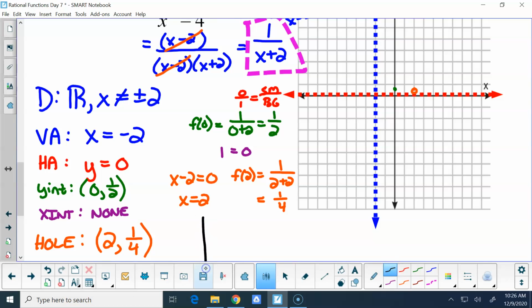Then we can come up with extra points. So let's start with -3. That would be 1 over -1. So that's going to be -1. And -10 is going to be 1 over -8. So we get that. On the other side, we can do -1. That's going to be 1 over 1, which is 1. And 10 is 1 over 12.